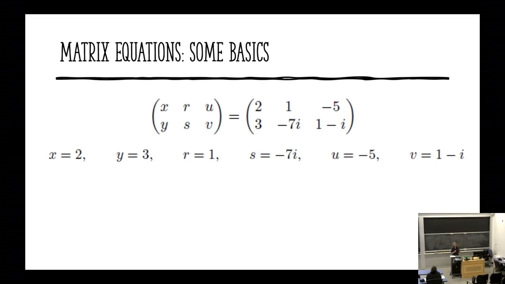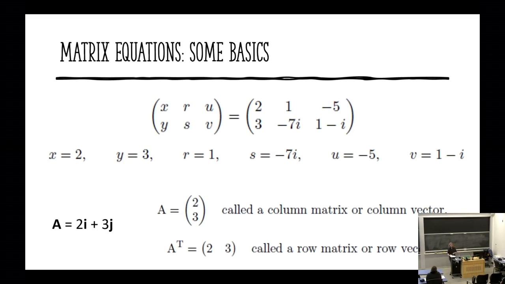X equals 2, y equals 3, r equals 1, s equals negative 7i, u equals negative 5, v equals 1 minus i. And so in complicated problems, it's really useful when we have many numbers and variables to save a lot of time by just using a single matrix equation to replace a whole set of ordinary equations.